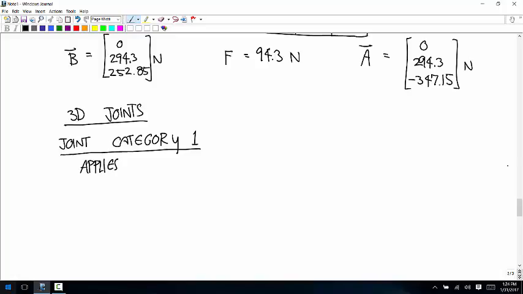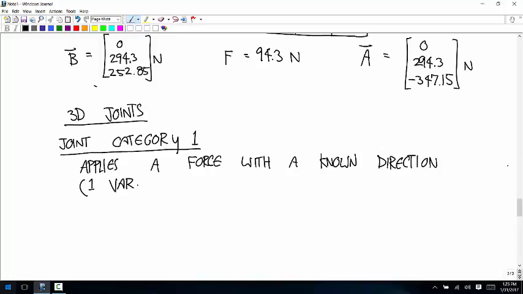The joints in this category apply force with a known direction, and so they only introduce 1 variable into the equation. The first one of these is a frictionless contact.